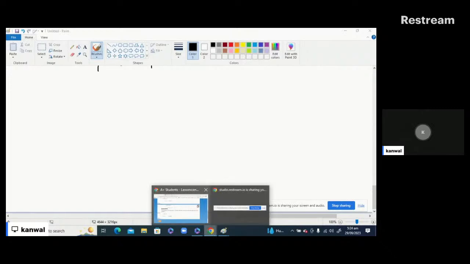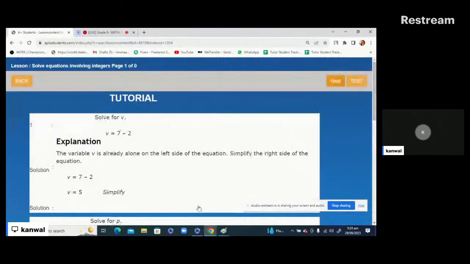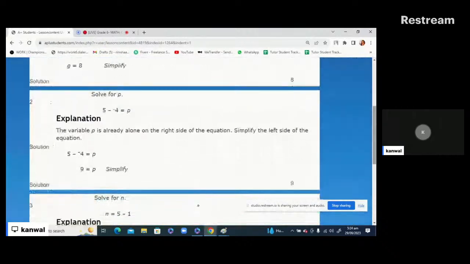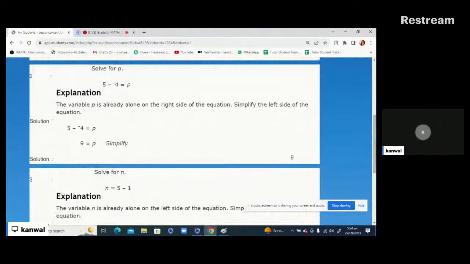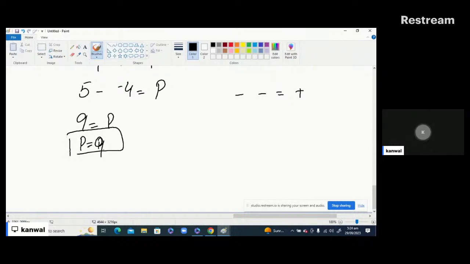Alright, let's do the next. 5 minus into minus 4. So here are two minus signs, that becomes plus. So 5 plus 4 is 9, which is equal to p, or p is equal to 9 is your answer.